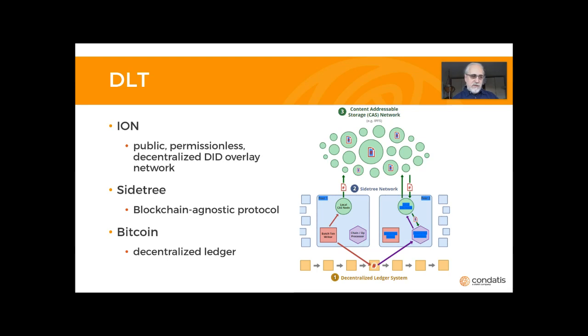So ION is a DID method that uses Bitcoin and Sidetree, and the use of the Bitcoin network as a ledger enables massive scale, cost efficiency, and deployment flexibility.